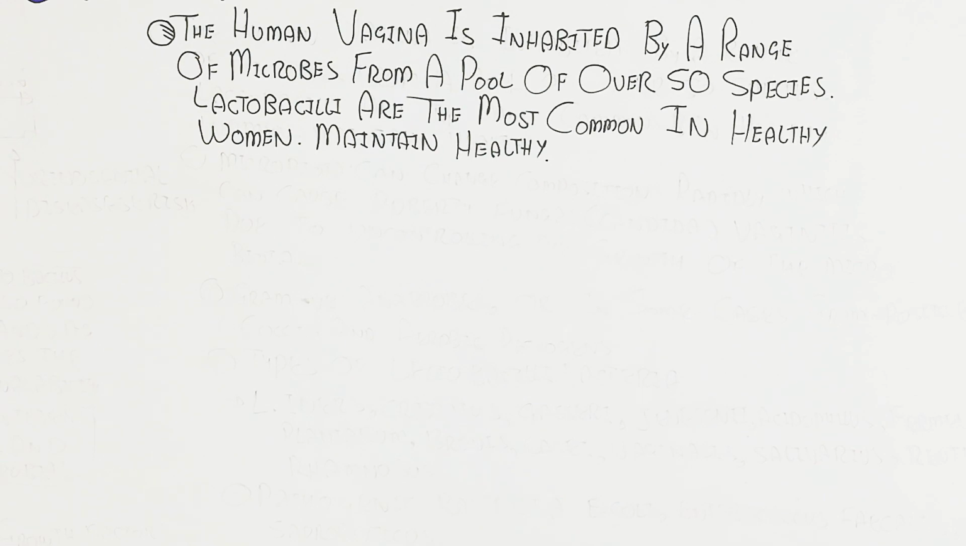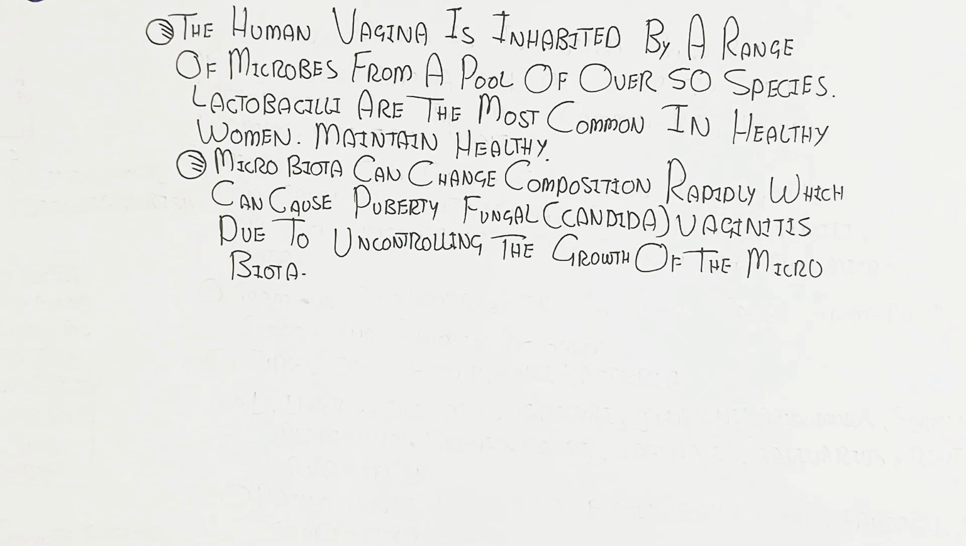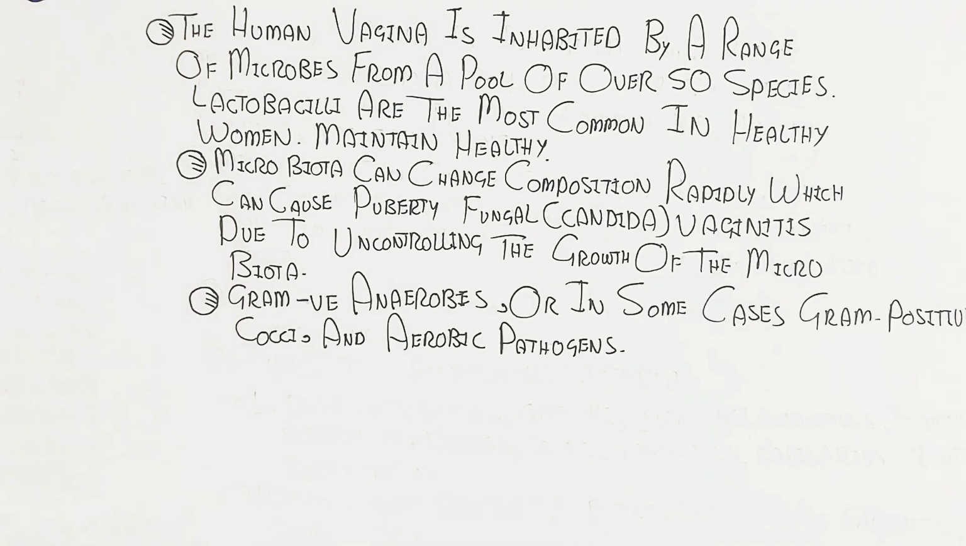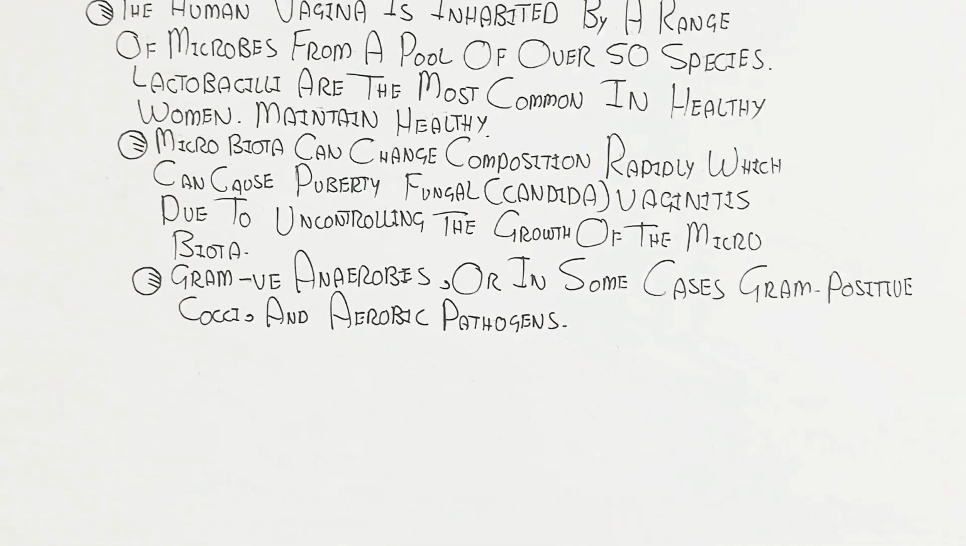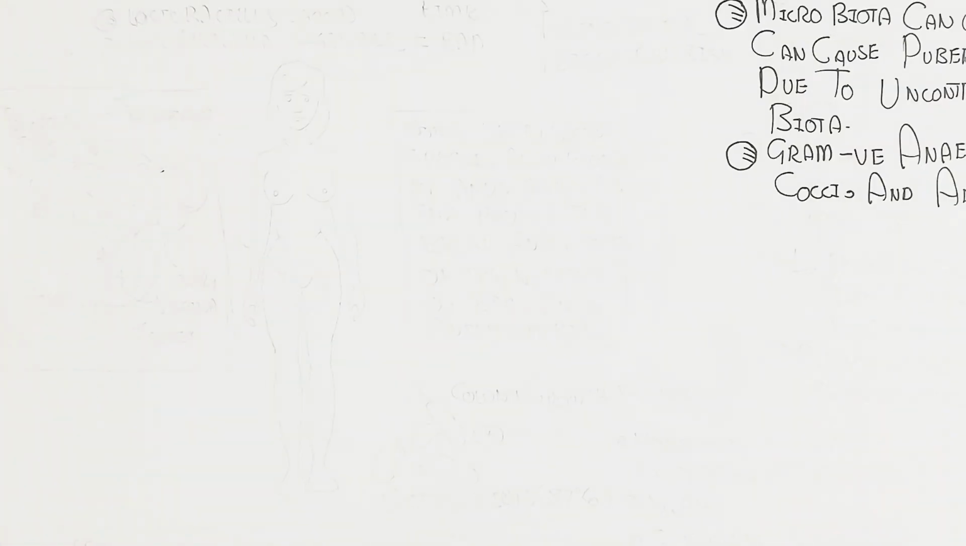Microbiota can change composition rapidly, which can cause vaginitis, such as fungal Candida, due to uncontrolled growth of the microbiota. Gram-negative anaerobes are, in some cases, gram-positive cocci and aerobic pathogens, which will cause pathogenicity. But the types of lactobacillus bacteria we will discuss later. First of all, we will understand about the reproductive system of the female.